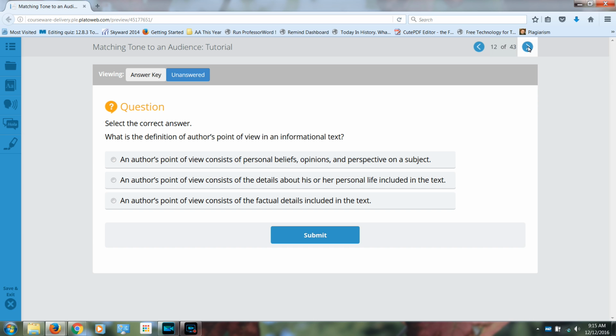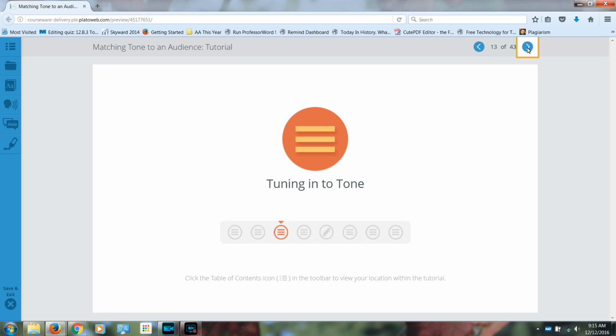So it's very important. Author's point of view is using their beliefs, but they're providing evidence, okay, or their perspective.